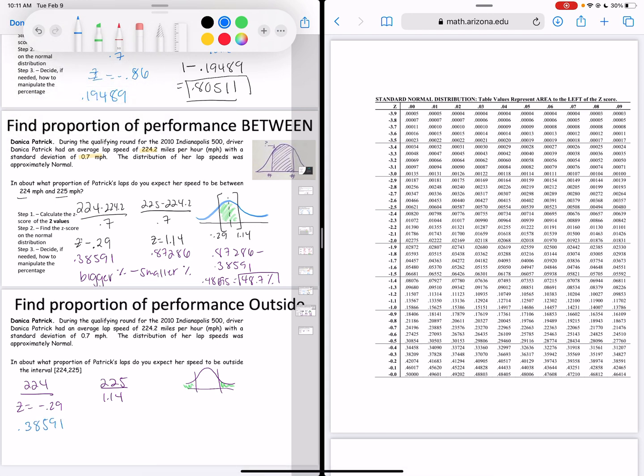So the negative 0.29 had a percent of 0.38591. And remember, the z-score chart tells me the percent to the left. So that 0.38591 is that green part that I needed. To get the green part on the right side, you take the percent that we got for the 225, so the 0.87286, and we're going to do 1 minus that percent, because 0.87286 is the percent to the left, but we want that percent to the right. So I'm going to do 1 minus 0.87286. That gives me 0.12714.